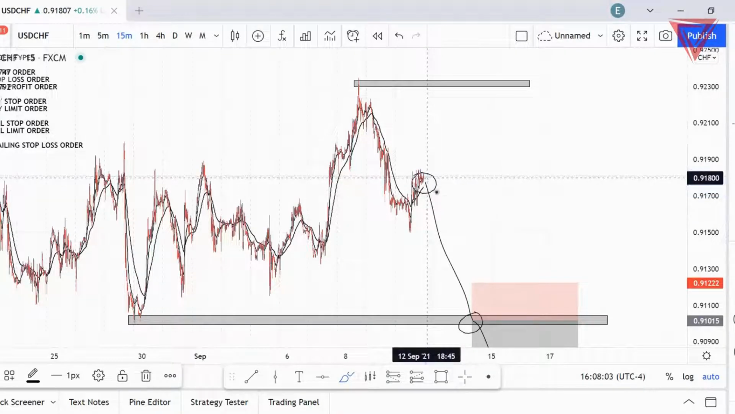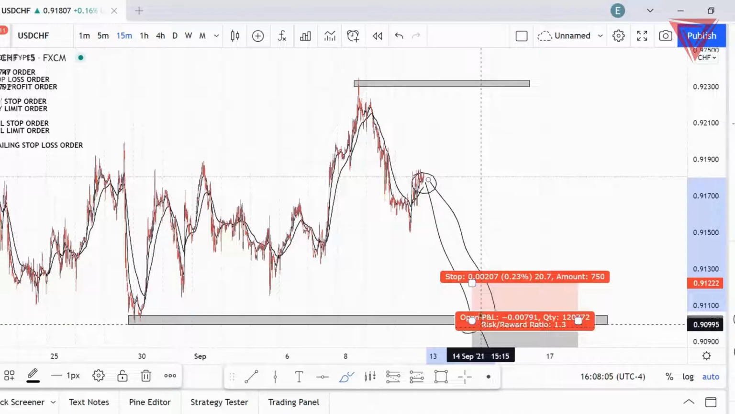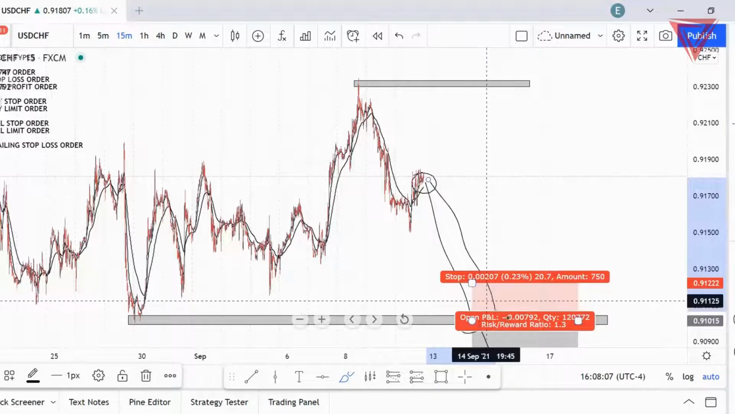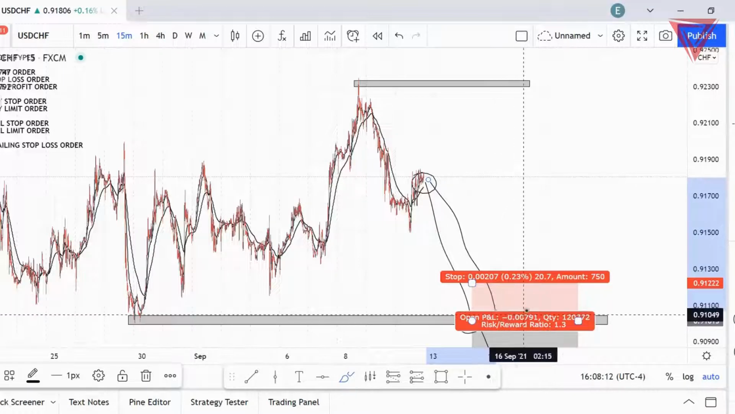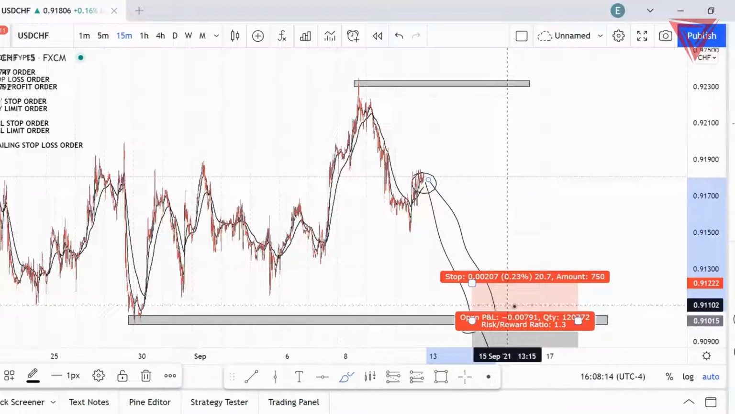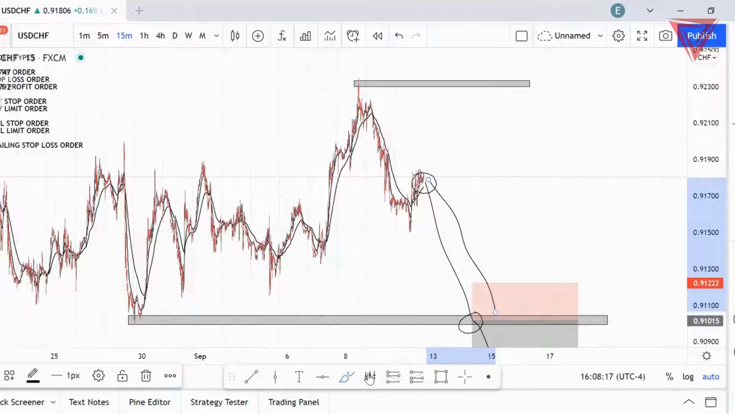Only when the market comes down to this area is when it actually activates your execution of the order and then becomes open. The trade is open, right? Now, what about a sell limit?